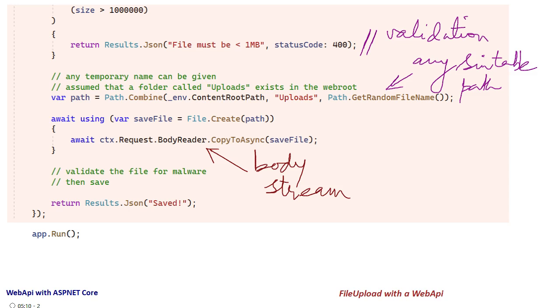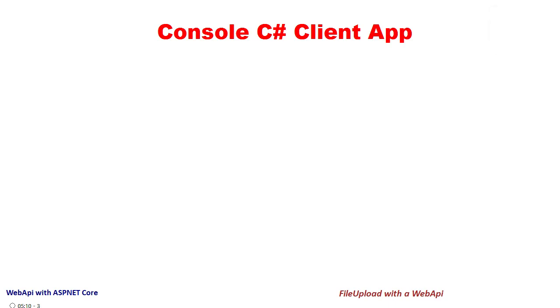The code for that is beyond the scope of this tutorial, so we have not shown it. And lastly, we return a 200 OK JSON result.